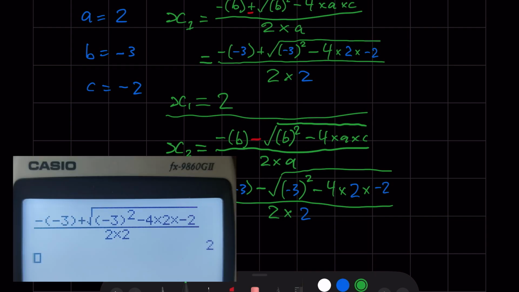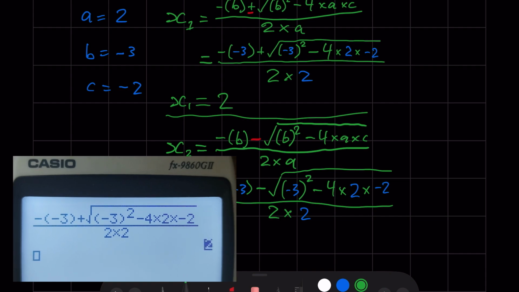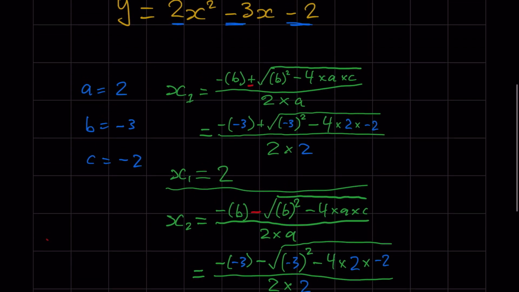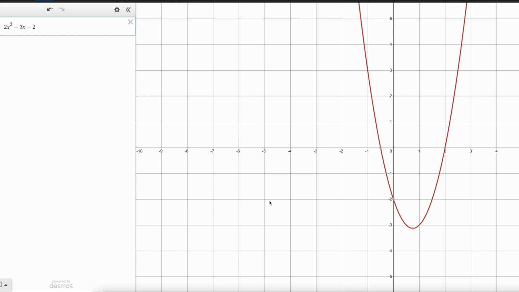When we put this into our calculator, and if you look, I've got the exact same thing still in my calculator from the last time. I can go back into this formula and travel to this plus, change the plus to a minus, press enter, and it gives me negative 1/2, which is equal to negative 0.5. So those are my two x-intercepts.